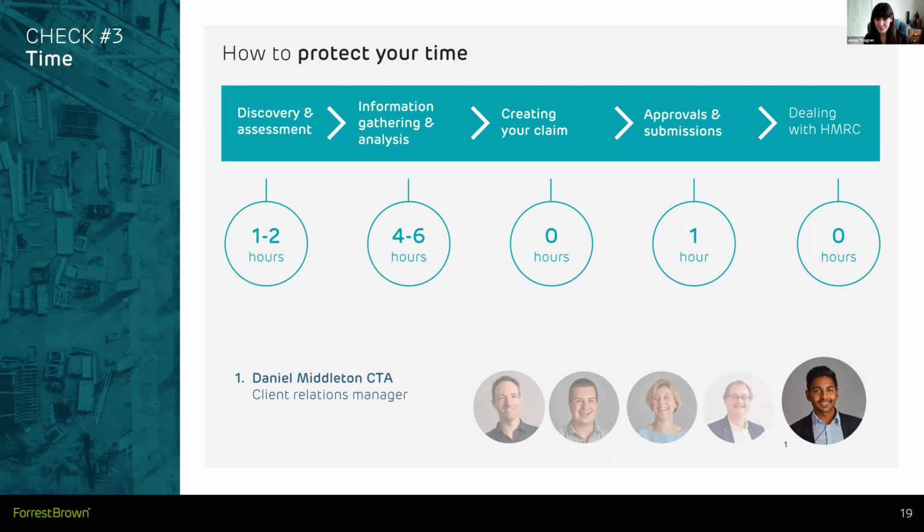You make a really good point there, Jenny, and I guess it goes without saying that if you were to do the claim yourself, it could take a long time. Could you quickly talk us through this slide and sort of how long a business could expect to invest in ForrestBrown's claim process? Yeah, I think the first thing I would say about this slide is this is absolutely not us telling you that this is the optimal amount of time that you should spend at each phase in the process.